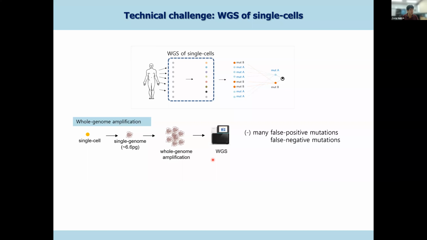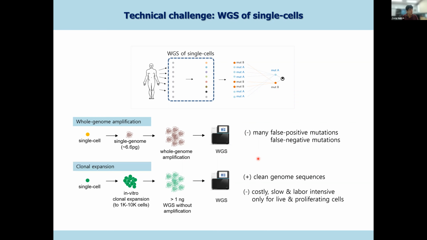So we concluded that the whole genome amplification method is not very useful for our analysis. The alternative is clonal expansion. We can collect single live cells and amplify them in vitro by clonal expansion, from a single cell to 1,000 to 10,000 K cells.